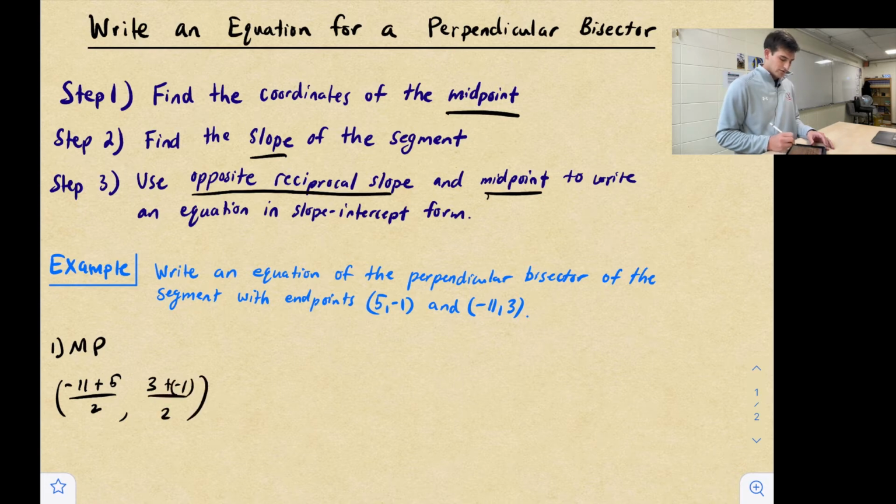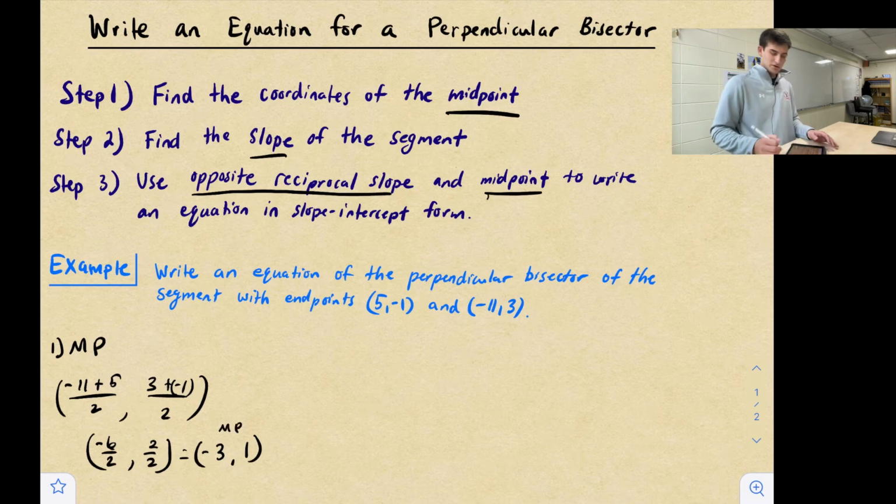Okay, so -11 plus 5 gives me -6 over 2. And then that would essentially be 3 minus 1, so 2 over 2. And this simplifies. -6 divided by 2 would be -3, and 2 over 2 is 1. Okay, so there's my midpoint, right? That point right there, (-3, 1). So I'm just going to leave that there for now. I'm going to use it here in just a minute.